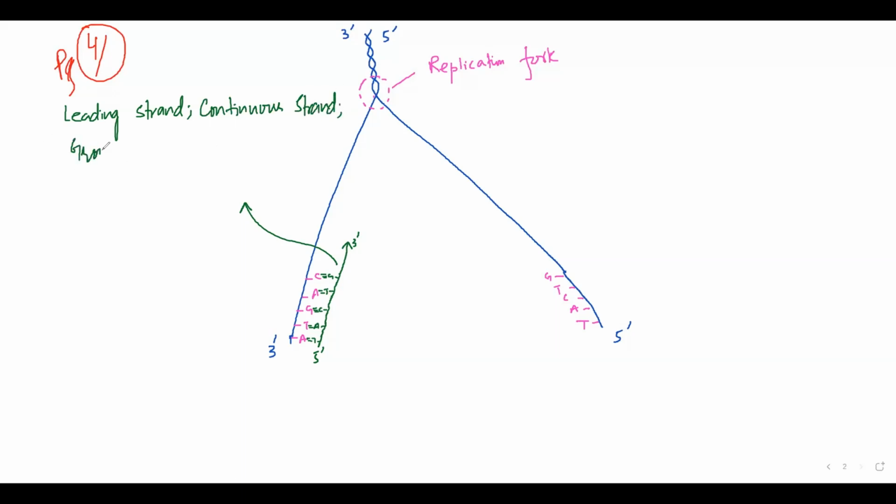It grows towards the replication fork. And in this chain, the enzyme that helps make phosphodiester bonds is DNA polymerase.